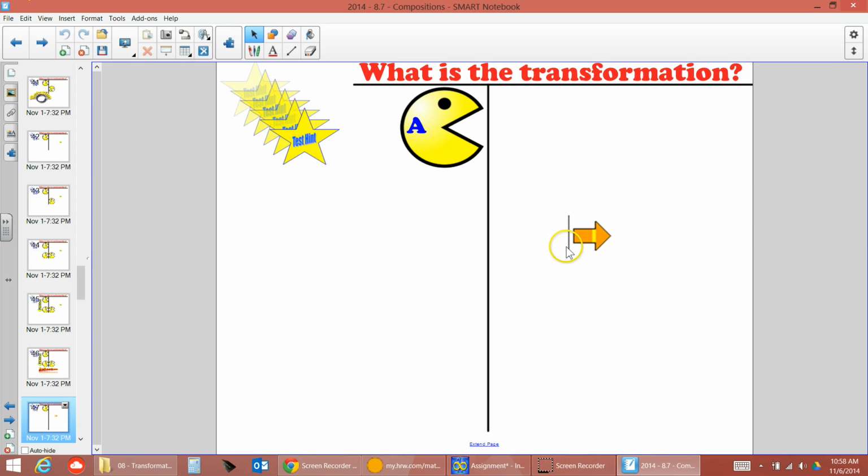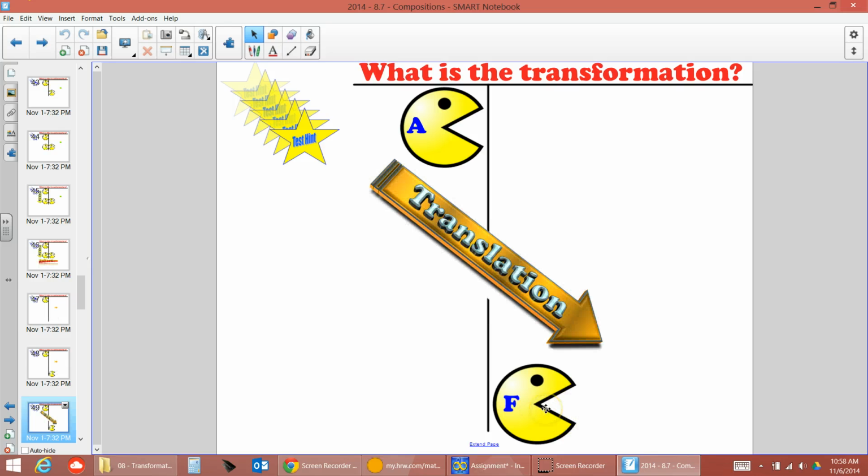Okay, you're going to have a lot of test questions like this. Notice how it's still the same exact orientation. It's just a translation.